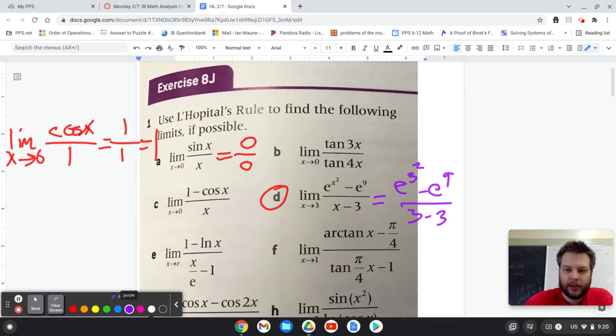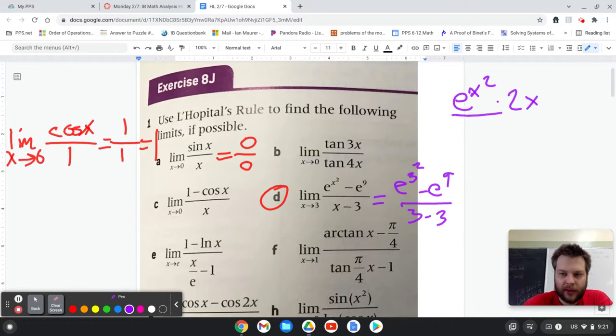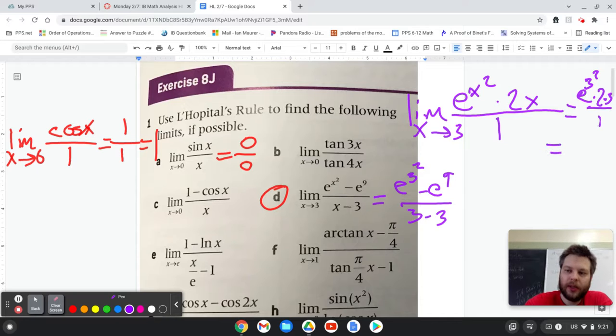So what we do is take the derivative of the top. The derivative of the top is e to the x squared times 2x. E to the ninth is a constant, so I eliminate it. The derivative of the bottom is 1. I'm taking the limit as x approaches 3. Now it's just substituting. So I get e to the 3 squared times 2 times 3 divided by 1. In other words, 6e to the ninth.